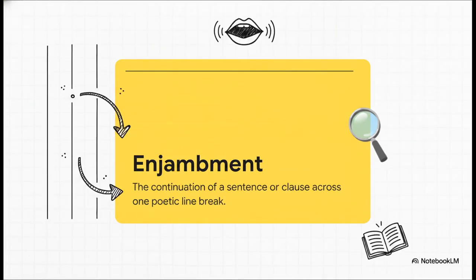But what if there's no punctuation at the end of the line? Well, that is a fantastic poetic device called enjambment. This is defined as the continuation of a sentence or clause across one poetic line break. When you see enjambment, it's like a green light. Your voice should carry right through the visual break to finish the thought on the very next line.